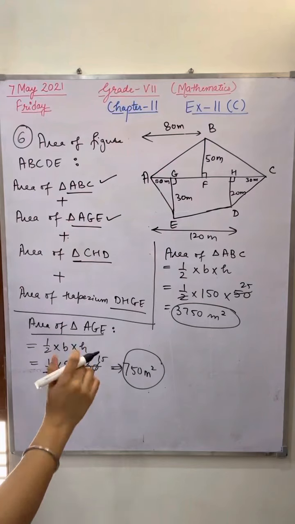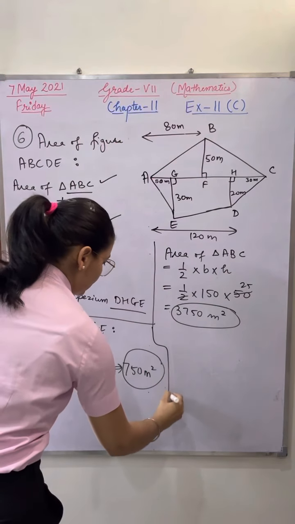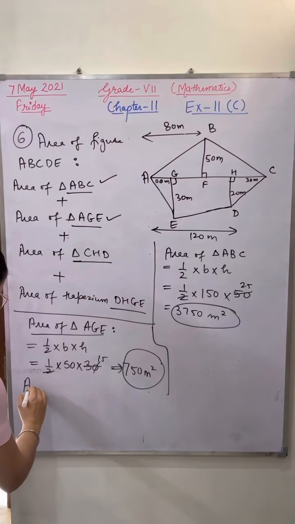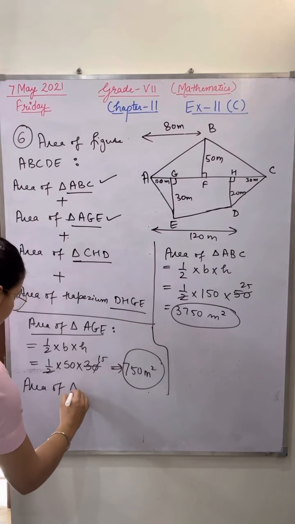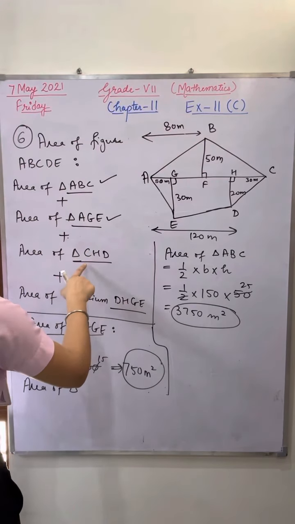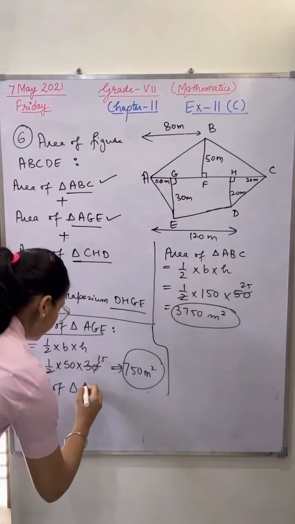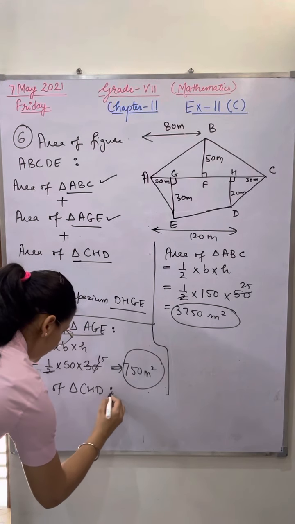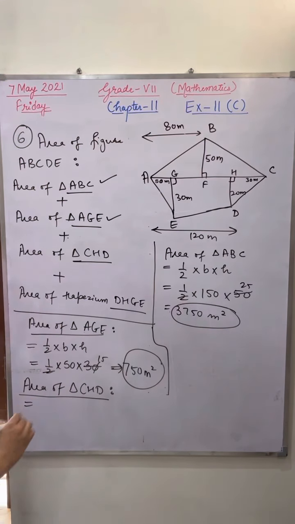Okay. Next triangle, quickly take out the triangle. I'm asking other students. Area of triangle CHD. Raise your hands. Area of triangle CHD. Okay, you are telling me the area of this triangle.